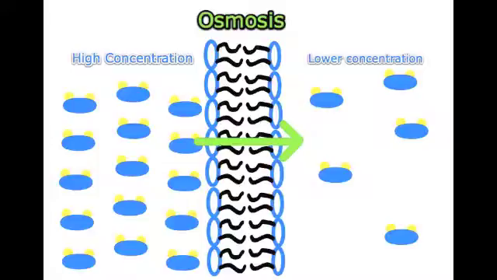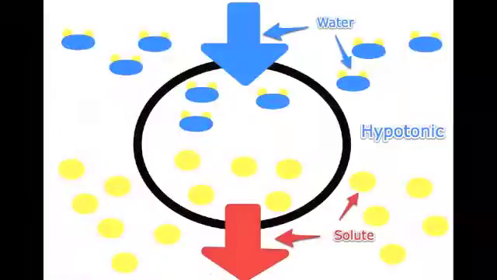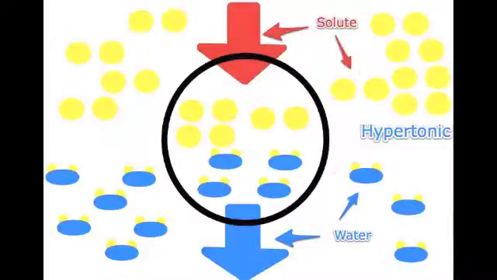So osmosis is the diffusion of water molecules from a higher concentration to a lower concentration through a semi-permeable membrane. The hypotonic solution has a lower concentration of solutes and a higher concentration of water molecules. So this makes the solute move out of the cell more easily, while the water molecules will enter easily.